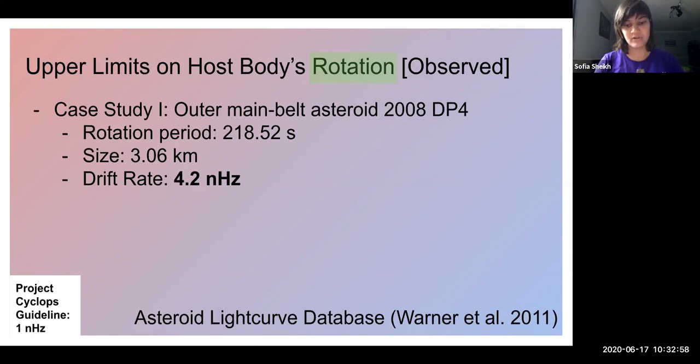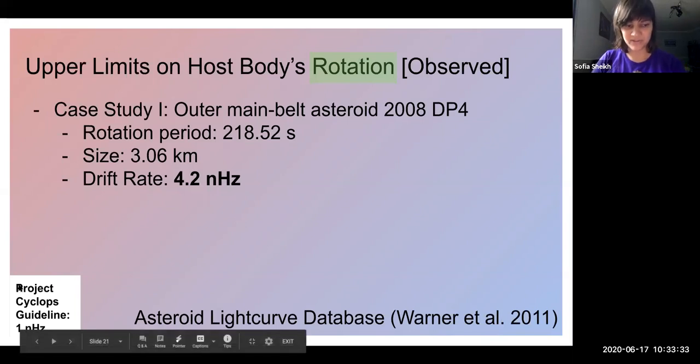So I went through the asteroid light curve database, trying to find asteroids and small bodies with known rotation rates. And there's one outer main belt asteroid whose rotation period and size maximize the drift rate you would expect. It rotates every 5 minutes, a very fast rotator. It's about 3 kilometers in size. It's in the outer part of the main asteroid belt. And if you stuck a radio transmitter on this thing and observed it at just the wrong time, you would see the signal drifting at 4.2 nanohertz.